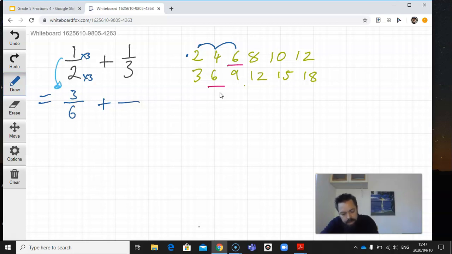Having a look across to the right, I'm going to look at what I do to the 3 to make it into 6. Well, 1, 2, times 2, do the same to the top. I get 2 over 6. That is an equivalent fraction on that side. Now that my denominators are the same, I can go ahead and add them exactly as I would have. Denominator stays the same. 3 plus 2 is 6. Sorry, 3 plus 2 is 5. There we go. There's our answer.